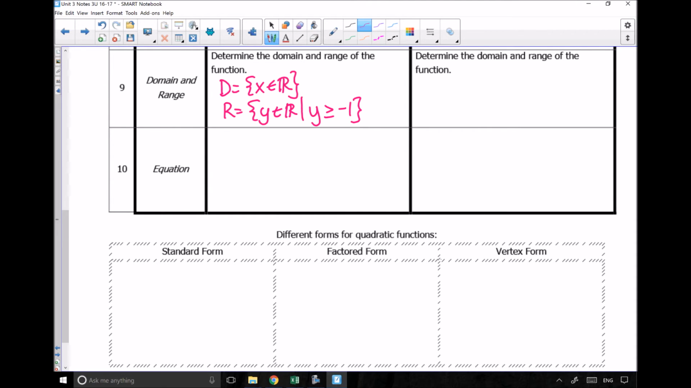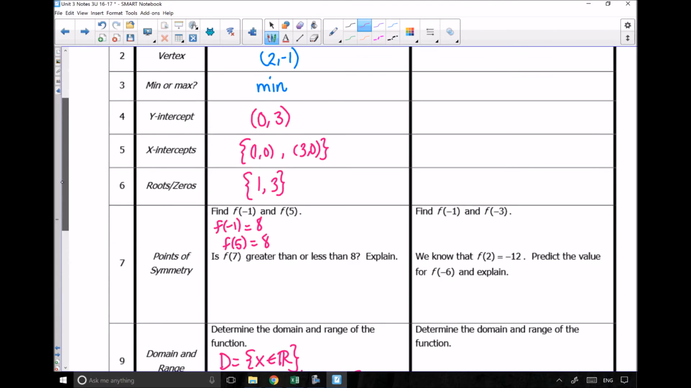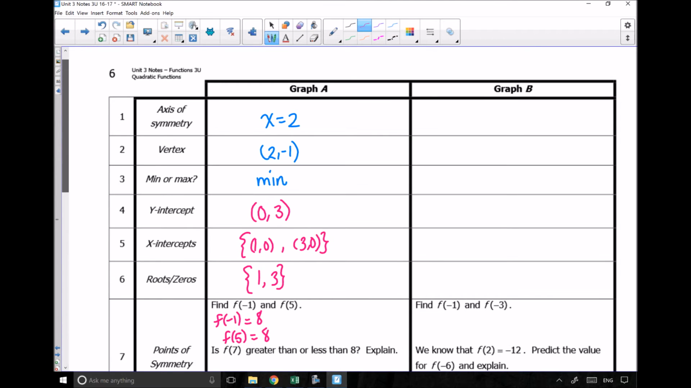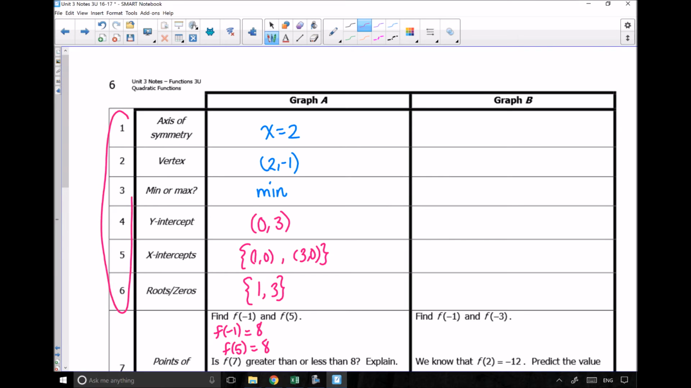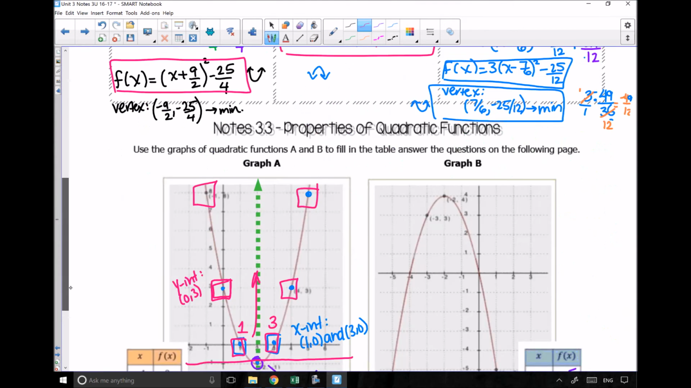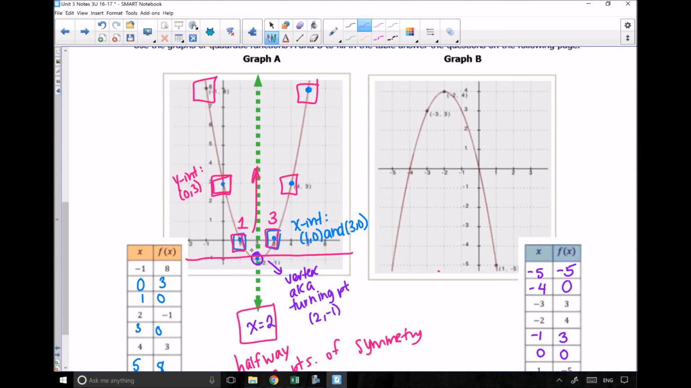Okay? And then lastly, the equation we're going to do after we fill in standard form, factored form, and vertex form for quadratic functions. We're going to do that in a little bit. The next thing I want you to do is to please complete sections 1 through 6 for graph B, and then come back and compare your answers with mine. Just like we did on the previous graph where we actually labeled it on the graph, I'd like you to do the same thing as well.